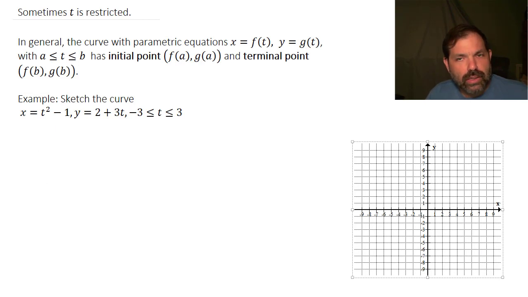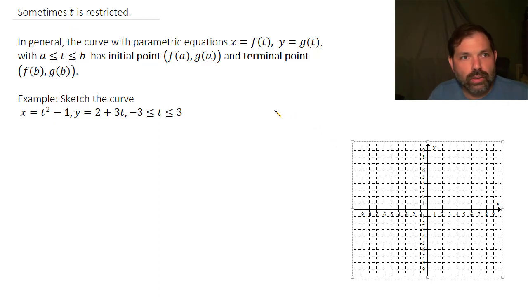Let's see another example. So now, as I mentioned on the first slide, sometimes the t is restricted. Sometimes the parameter is given as a specific interval. Now in that situation, the curve will have a defined initial point, which we find by substituting the least value of the interval, and a terminal point that we find by substituting the end, the highest value of the parameter.